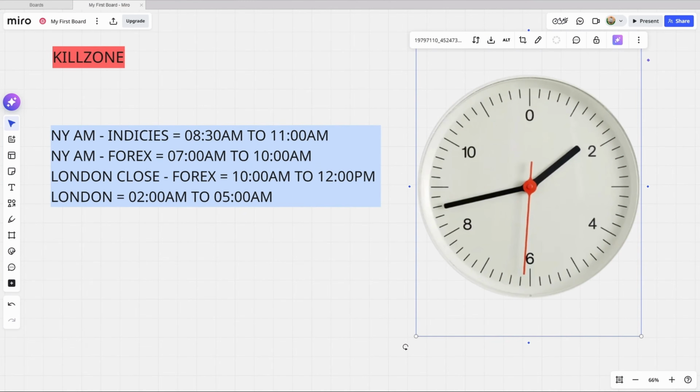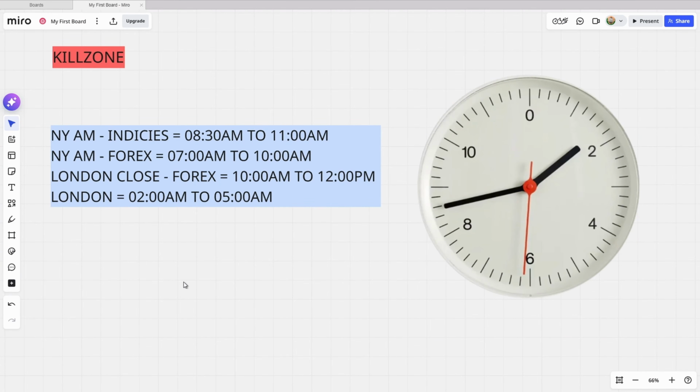So here we are in the PDF looking at the sessions, also known as the kill zones. You can see we have Asia, London, New York AM, and New York PM. Now for this strategy, we're not going to trade all of them. We're going to filter it down and only focus on London and New York AM.